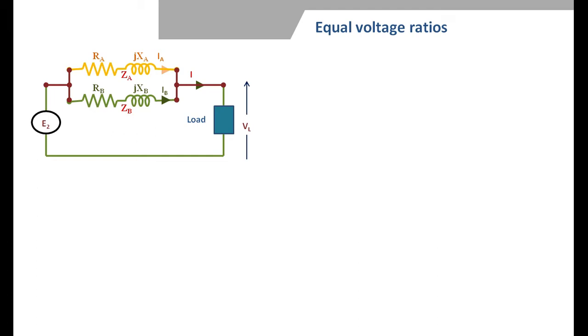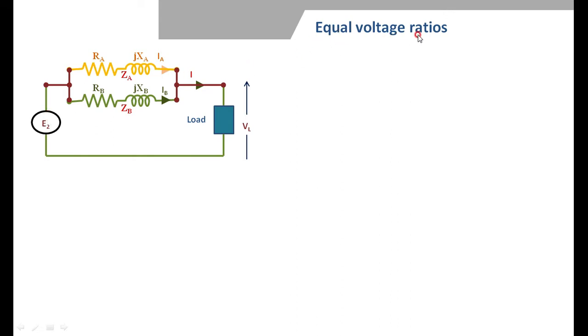I am connecting the two transformers in parallel, with the first transformer having RA and XA, that is the resistance and reactance referred to the secondary side of the transformer. Similarly, RB and XB are the equivalent resistance and reactance of the second transformer. They are connected in parallel and supply the load connected to the secondary.